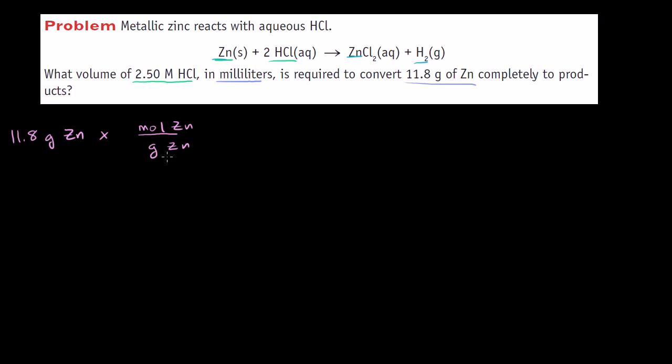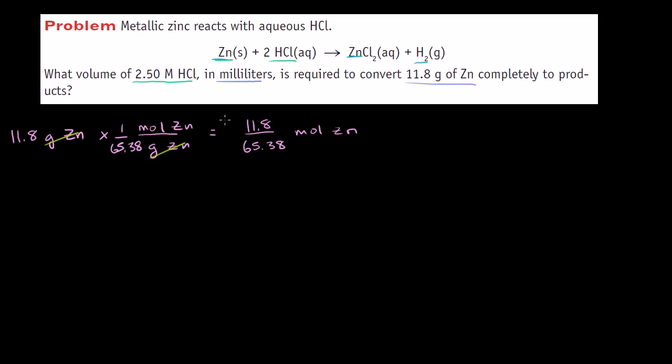And if you look it up on a periodic table, zinc has an atomic weight of 65.38. So its molar mass is 65.38. So it's 1 mole for every 65.38 grams, or it's roughly 1/65th of a mole per gram. I'm just going to keep all the math and save our calculator for the end. So the grams of zinc cancels out with the grams of zinc, and we're left with 11.8 divided by 65.38 moles of zinc.